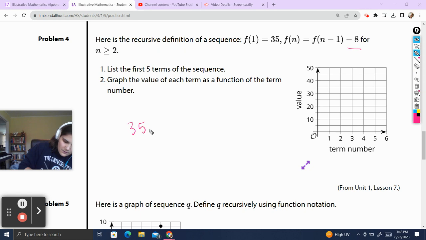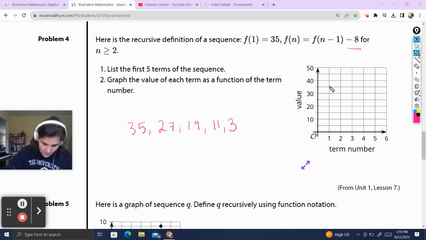So we start with 35, minus 8 is 27, minus 8 is 19, minus 8 is 11, minus another 8 is 3. So the first term is 35, 27, and half of mathematics is learning how to make mistakes and learning how to correct those mistakes.